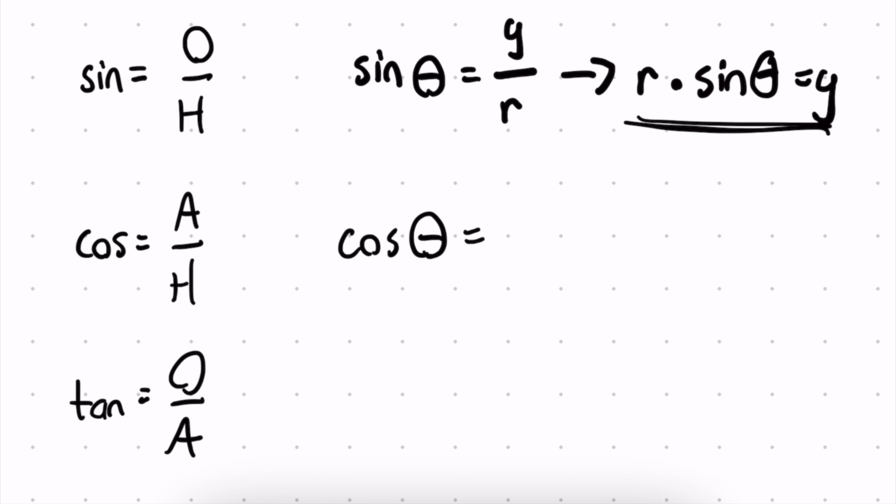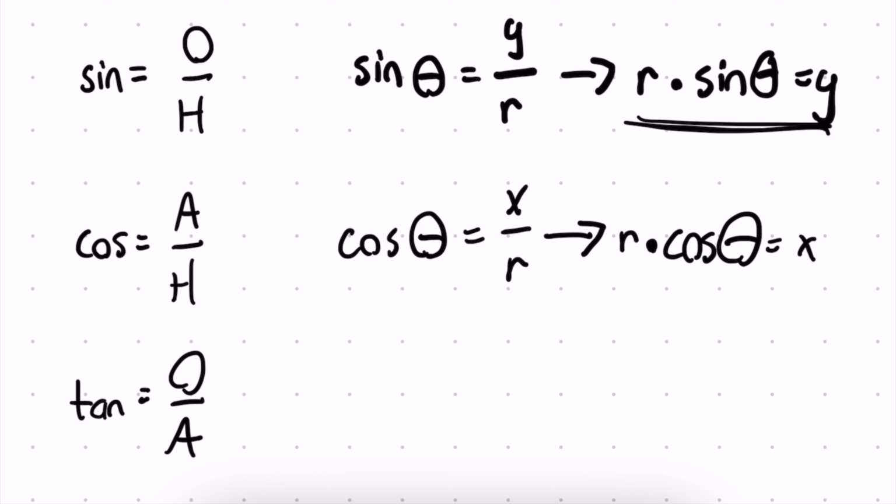And we could also say cosine theta is equal to x over radius. If we rearrange that, you get r times cosine theta equals x. So now we can use these two functions to do a conversion between our polar coordinates and our Cartesian coordinates that we had shown earlier.